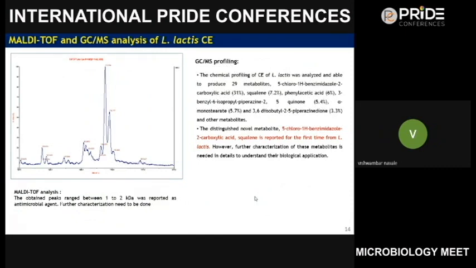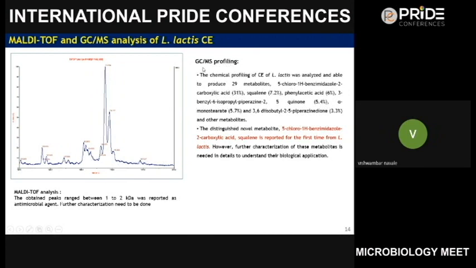Further, we characterized the molecules produced by this lactic acid bacterium, Lactococcus lactis. In MALDI analysis, we found that this bacterium produces molecules of around 1 to 2 kDa, and these 1 to 2 kDa molecules are reported as antifungal agents. But further characterization is required, because we have to check their purification and activity.